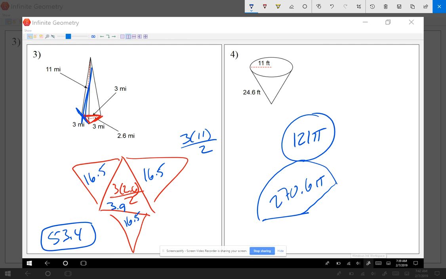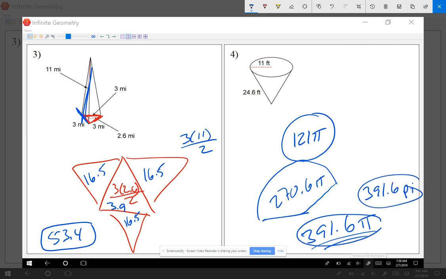And when I add everything, it gives me 391.6 pi. Or in your case, 391.6 pi. Any questions on these?